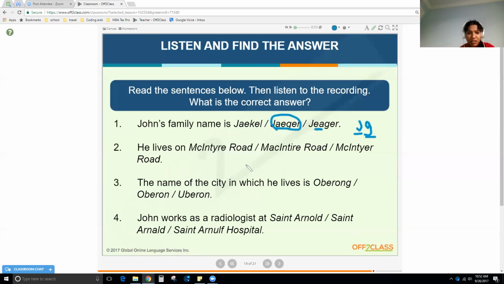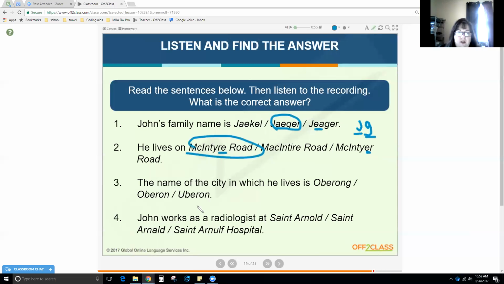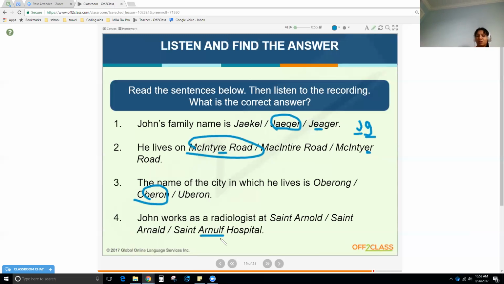MCINTYRE. Sure. So the first one and the third one are completely the same, if I'm not wrong. MCINTYRE. MCINTYER. See there? Okay. RE, the first one. The first one. Okay. And number three. OBERON, the middle one. Okay, good. And this one. The last one, St. Arnulf Hospital. Yeah, and he spelled that for us, so that helped. Okay, good job.